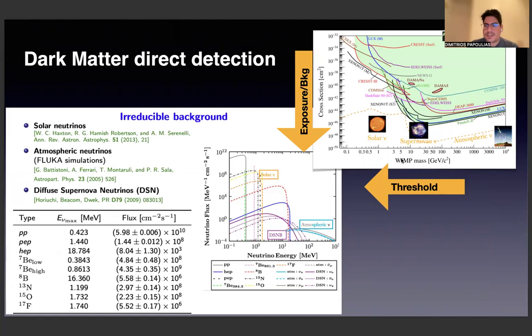So we have the WIMP mass versus WIMP cross-section plane. And you can see all the exclusion curves from the various dark matter direct detection experiments. And below you can see the neutrino floor. Neutrinos form an irreducible background source, and you can have astrophysical neutrinos from the sun, from the atmosphere, or the diffuse supernova neutrino background.